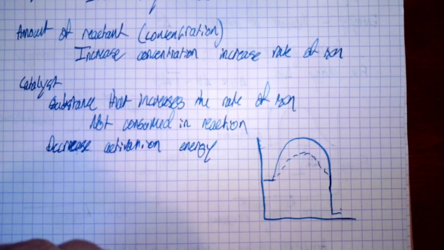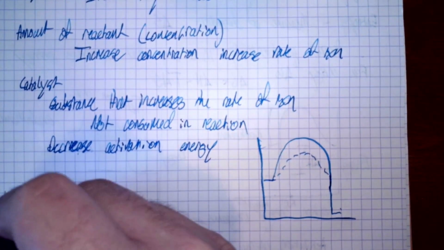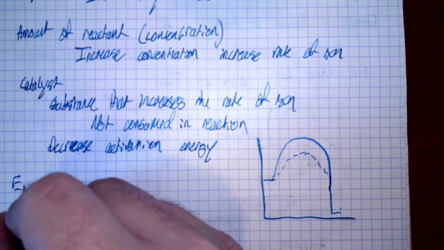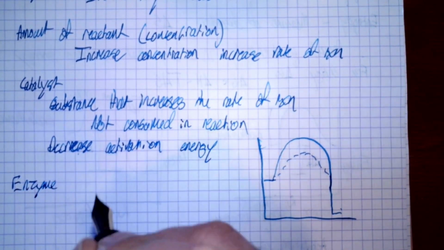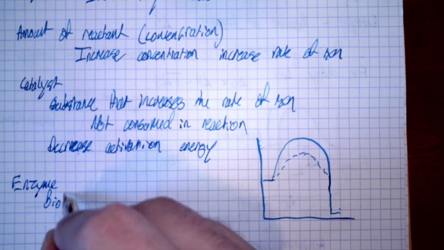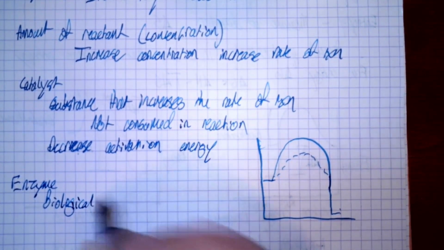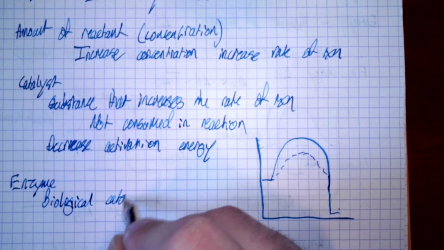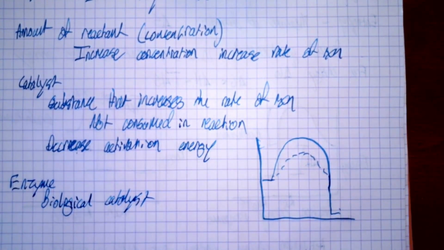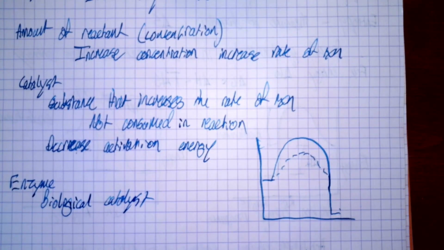Right. Now, there's another term we can throw out with all of this, which is enzyme. An enzyme is a biological catalyst. Generally, it's a big, complicated protein. Enzymes are perfect catalysts. Enzymes are extremely selective. They're extremely efficient. But anyway, that covers kinetics for us.